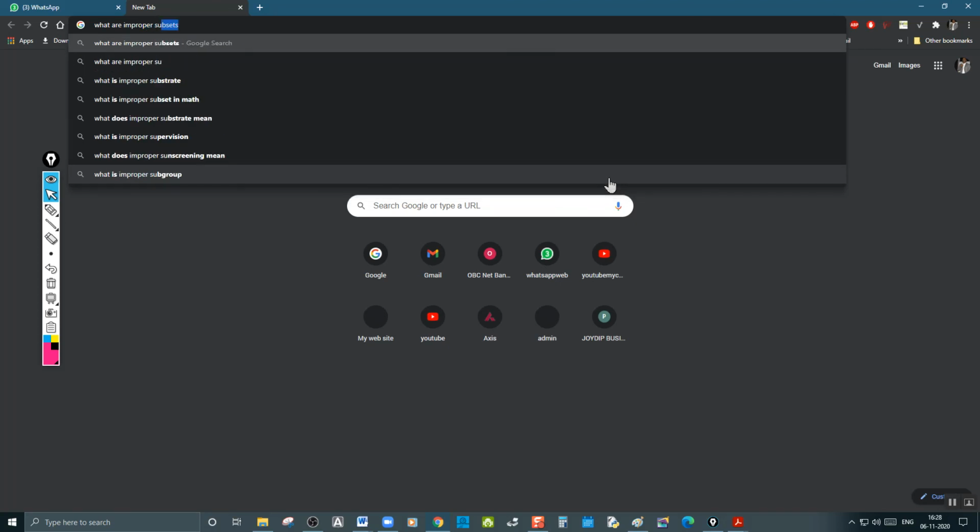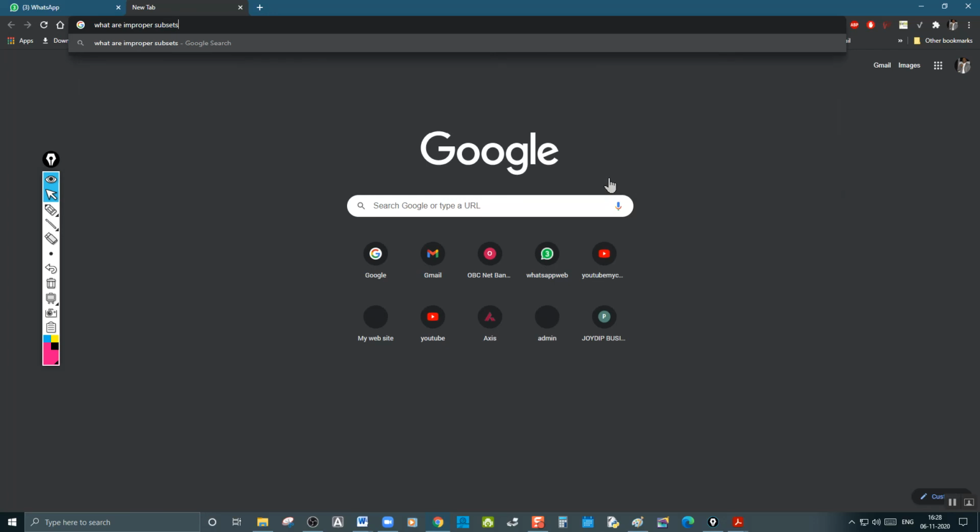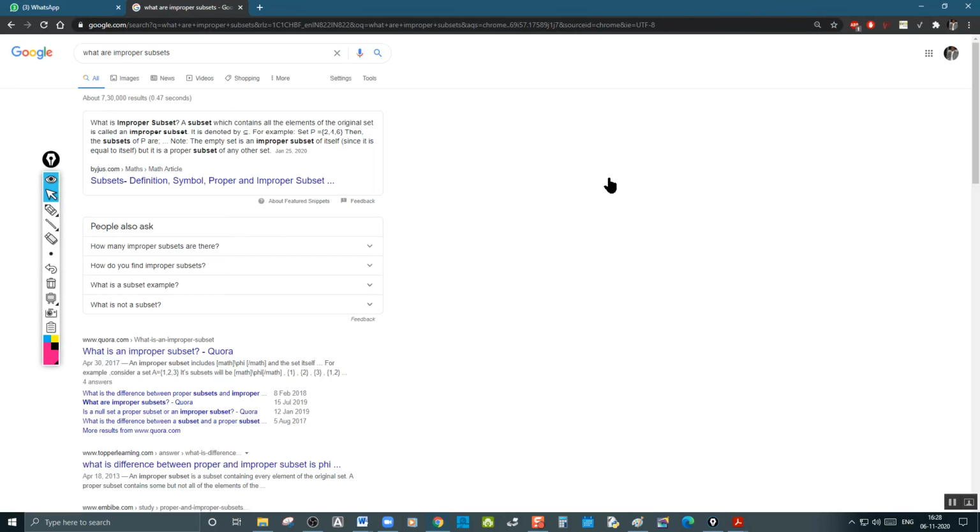As far as I know, there are 2. But the formula you are saying, somehow I have seen that formula also. A subset which contains all the elements of the original set is called an improper subset. For example, set P is equal to 2, 4, 6. The empty set is an improper subset of itself since it is equal to itself, but it is a proper subset of any other set. So got it. Your formula is correct.